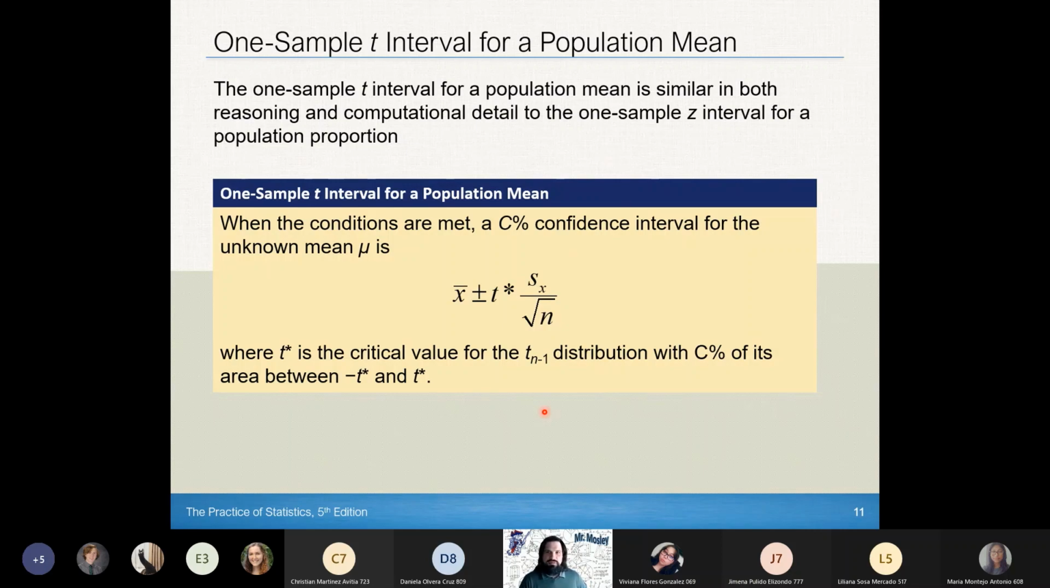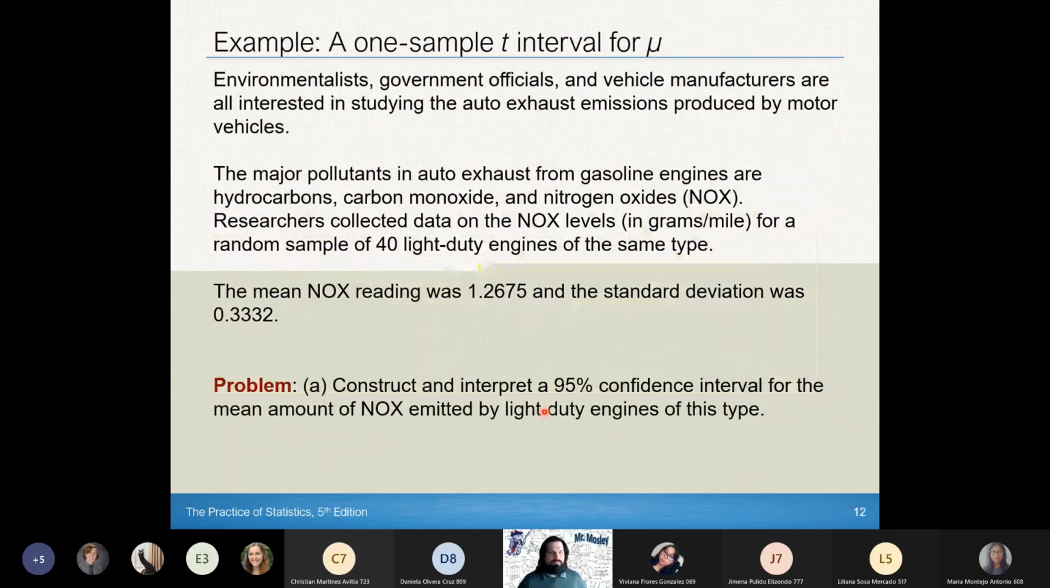Okay, so let's see an example. Environmentalists, government officials, and vehicle manufacturers are all interested in studying the auto exhaust emissions produced by motor vehicles. The major pollutants in auto exhaust from gasoline engines are hydrocarbons, carbon monoxide, and nitrogen oxides, or NOx. Researchers collected data on the NOx levels in grams per mile for a random sample of 40 light-duty engines of the same type. The mean NOx reading was 1.2675, and the standard deviation was 0.3332.